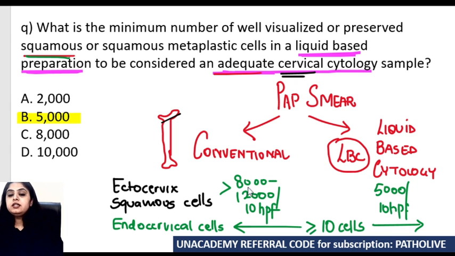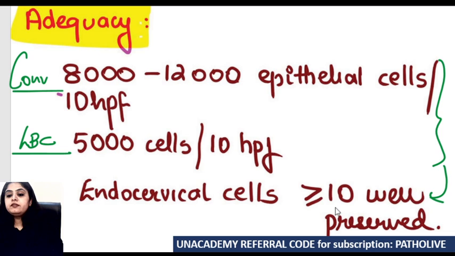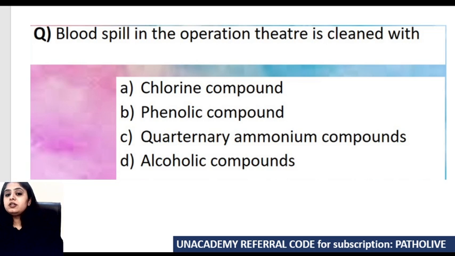So for conventional, 8,000 to 12,000 per 10 high power fields, and for liquid based cytology, a minimum of 5,000. Here I asked you liquid based cytology, so your answer would have been 5,000. Writing it once again, for conventional it is 8,000 to 12,000 cells. For liquid based cytology it is 5,000 cells, but for both of them the endocervical cells have to be a minimum of 10. With which this question is also done.